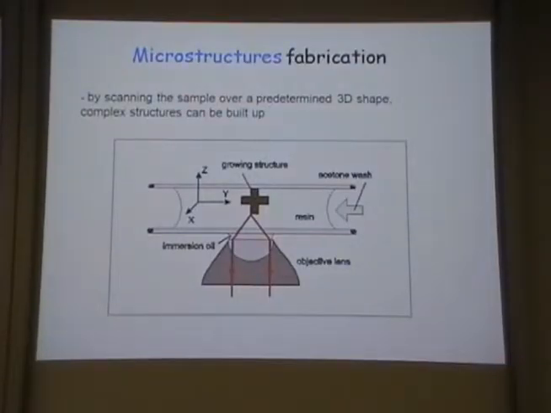So this describes the process itself. By scanning the sample in a predetermined 3D shape, complex structures can be produced, and I will be showing you complex structures produced in that way. So here is my resin, and it can be SU8 or some other resin.